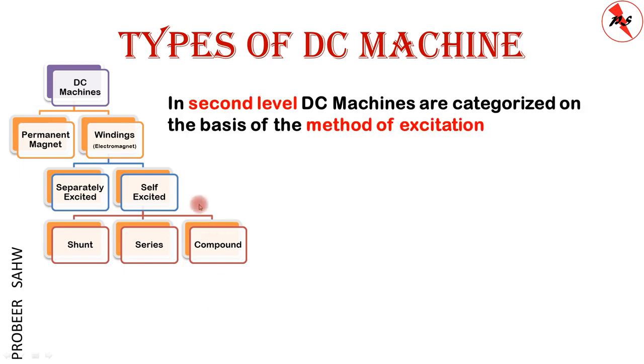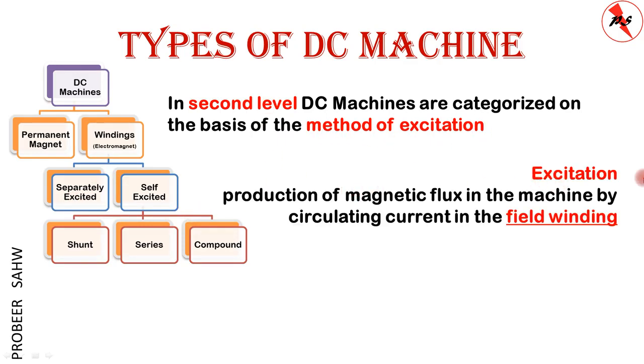Next we have the second level of categorization. In this, the electromagnet type of DC machines are classified into separately excited or self-excited DC machines on the basis of method of excitation. Now what is excitation? Excitation means production of magnetic flux by circulating current in the field winding. So we have permanent magnet DC machines where for production of magnetic field we use permanent magnets, and if we use field winding for the production of magnetic field, then on the basis of method of energizing that field winding we have separately excited DC machines or self-excited DC machines.